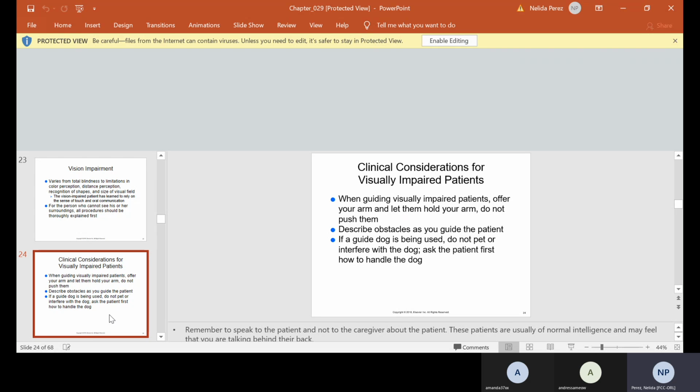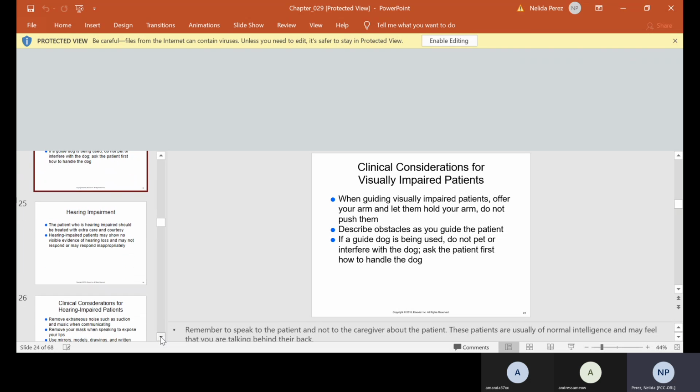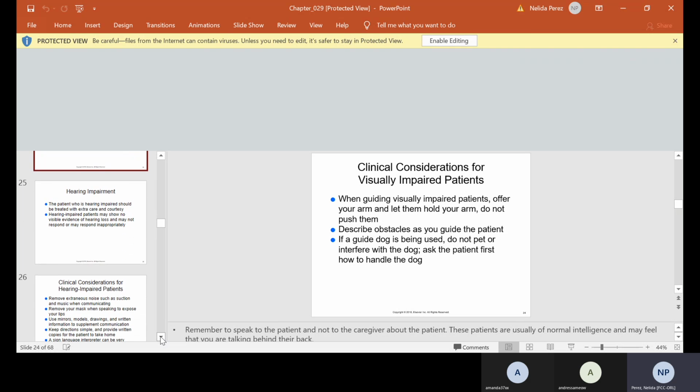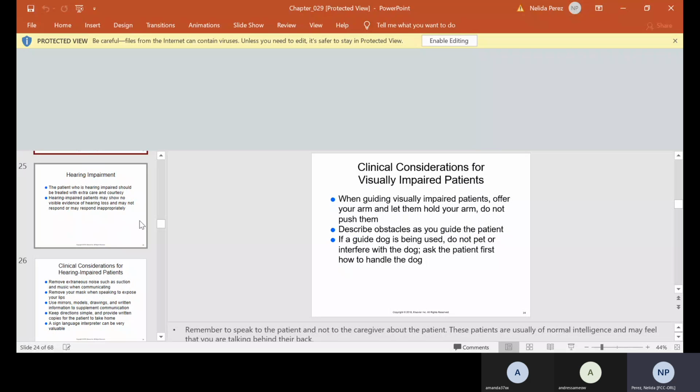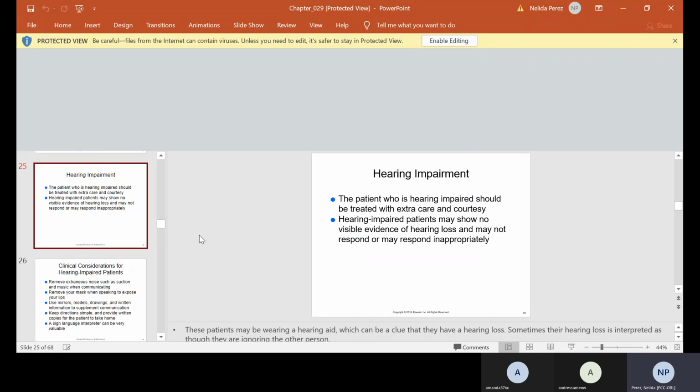So when guiding visually impaired patients, offer your arm and let them hold your arm. Do not push them. Describe obstacles as you guide the patient. If a guide dog is being used, do not pet or interfere with the dog. Ask the patient first how to handle the dog. And if they need any forms filled out, you would have to help them fill out the forms and point to where they have to sign.